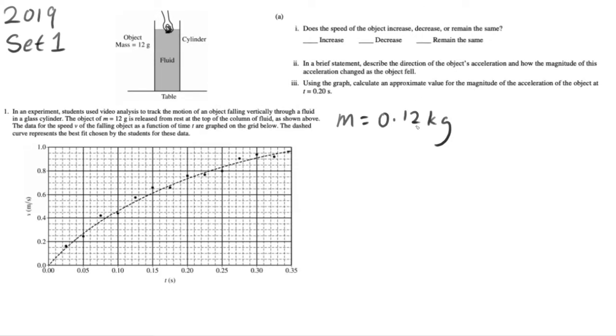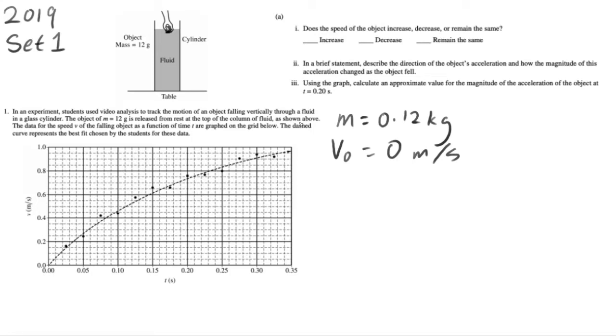And another important piece of information is the object is released from rest, so its initial velocity is 0 meters per second. And then they give the graph of velocity over time, so it's probably going to be something also with the relationships of displacement, velocity, and acceleration. So that's the overall view.